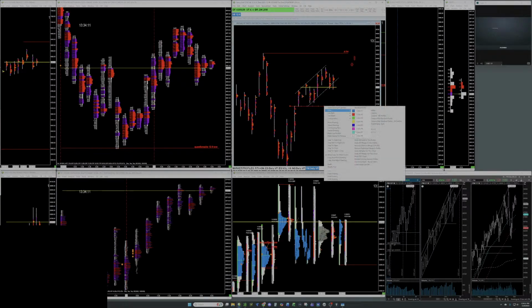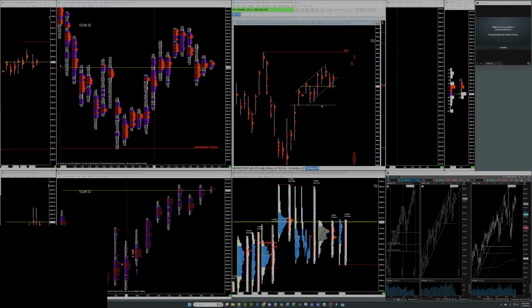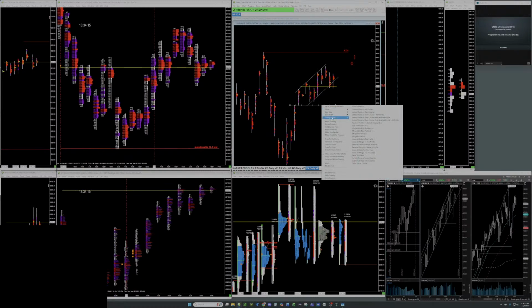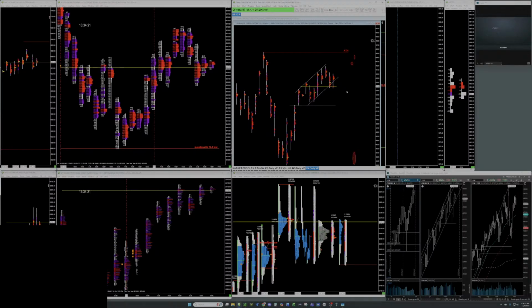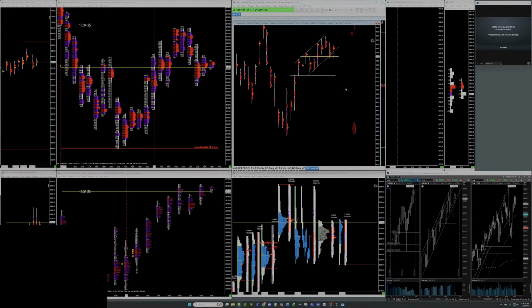Let's change this to white. I don't know anybody that trades the Dow here. It is quite an interesting chart, though.